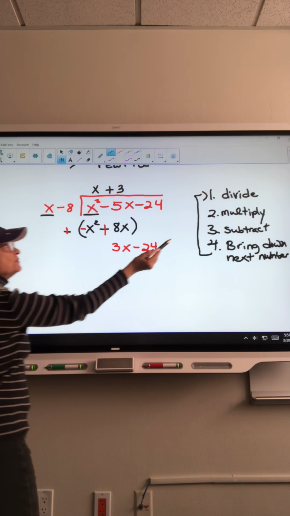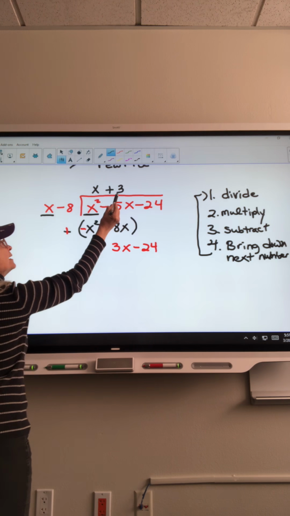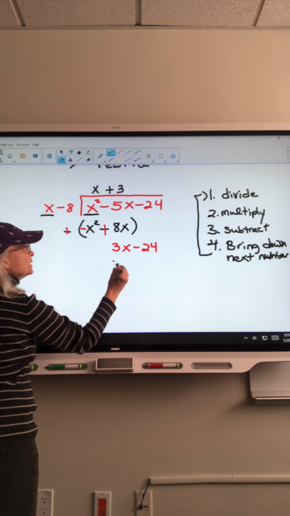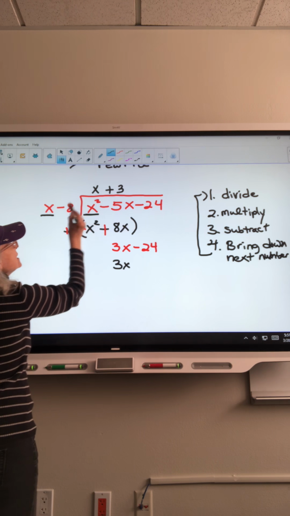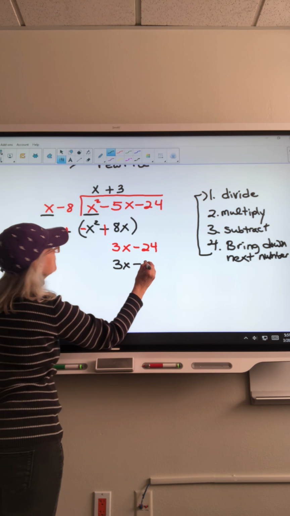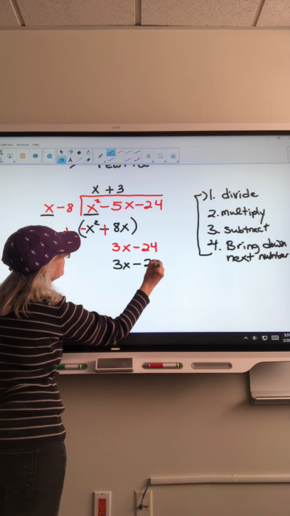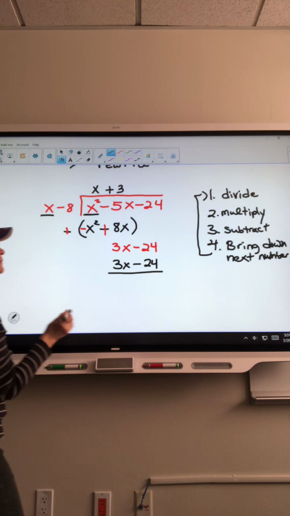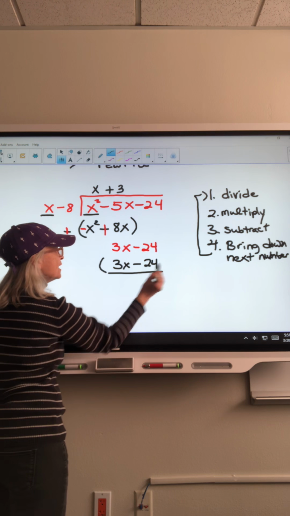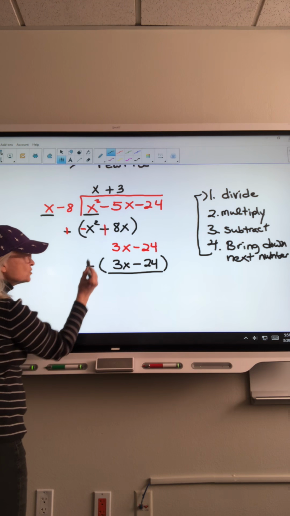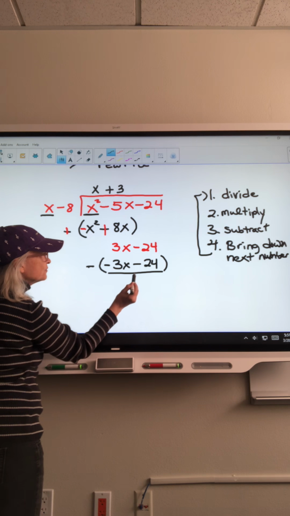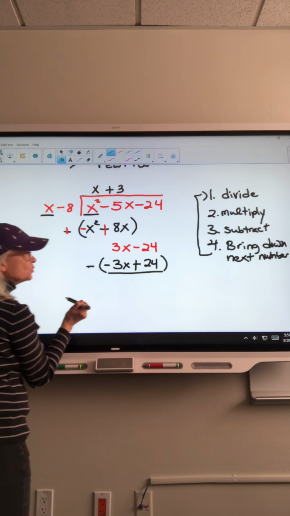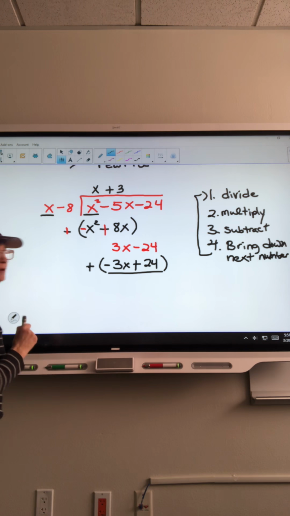So now I do the second step, which is to multiply. 3 times x is 3x. And 3 times a negative 8 is a negative 24. Okay? So then remember, the next step is to subtract. So just remember you're distributing this, so that's a negative 3x, and now this is a positive 24. And we're following our rules for addition.